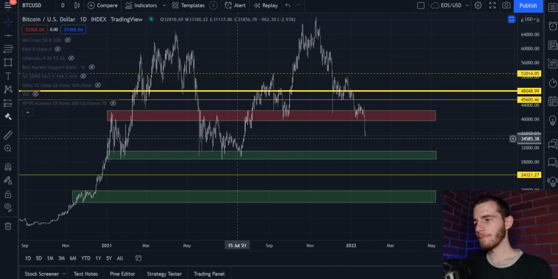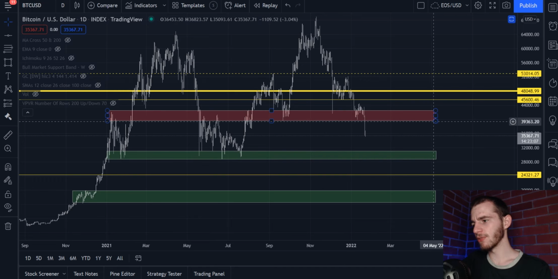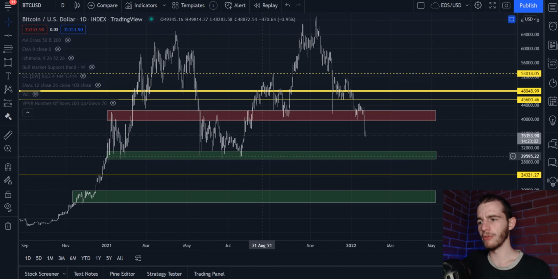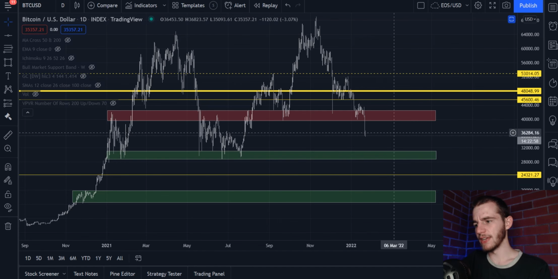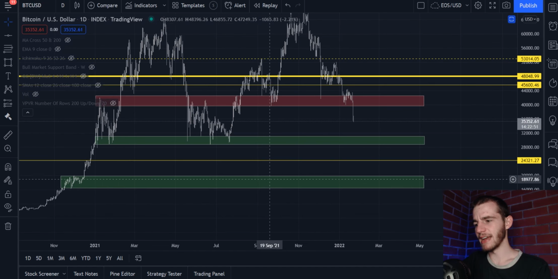So just to recap, if we're going to break upwards, the first mark we need to get over is 39.5k, between 39.5k and 42.5k, then 45.5k, then 48k, then 53k. To the downside, it's 30k to 28.5k, and then 24k, and then 19k to 16k.